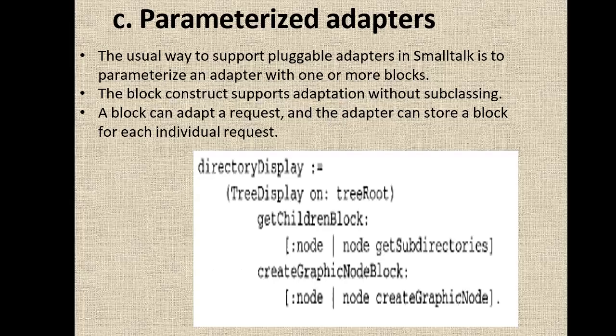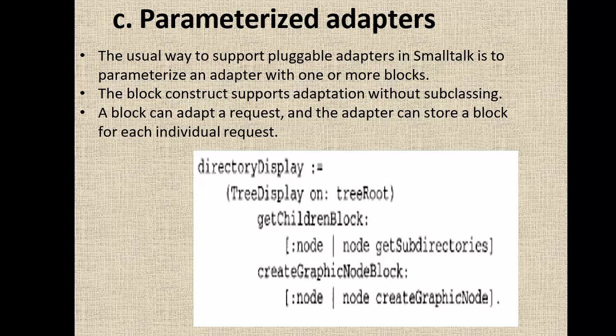delegates. Parameterized adapter. The usual way to support the pluggable adapter in Smalltalk is to parameterize an adapter with one or more blocks. The block construct supports adaptation without subclassing. A block can adapt a request and the adapter can invoke a block for each individual request. So one example they have mentioned over here.